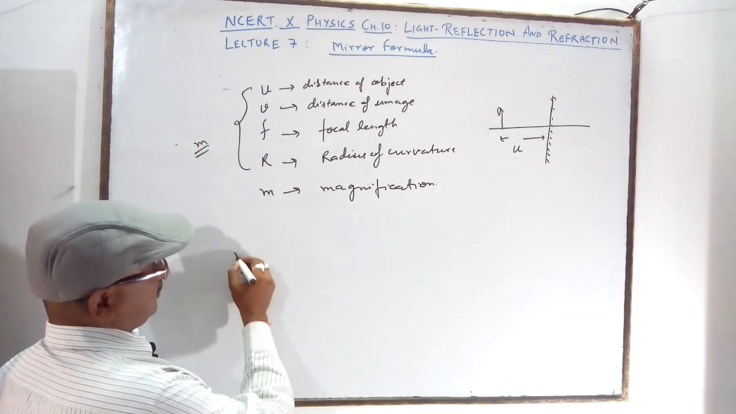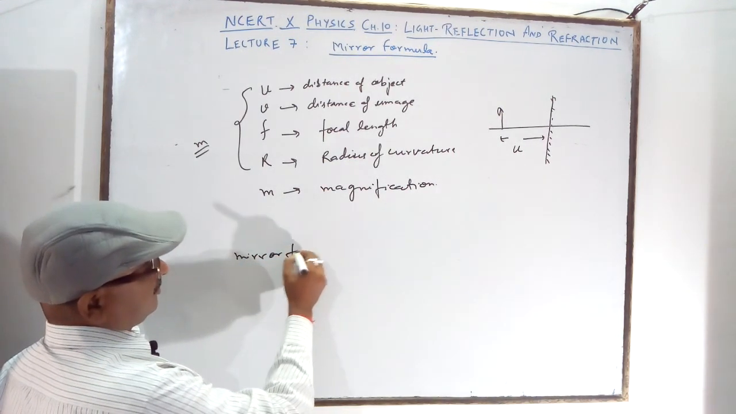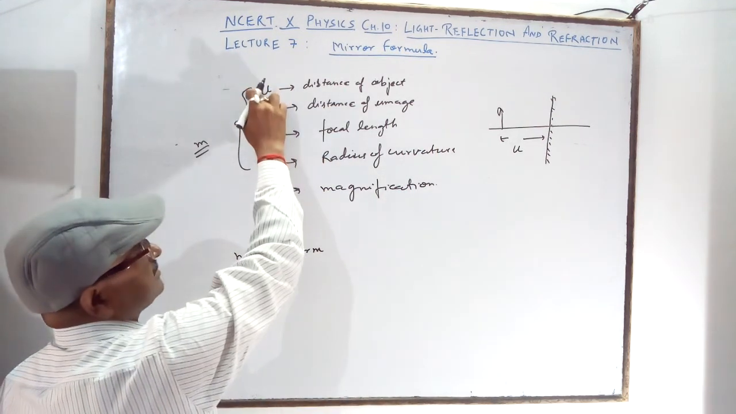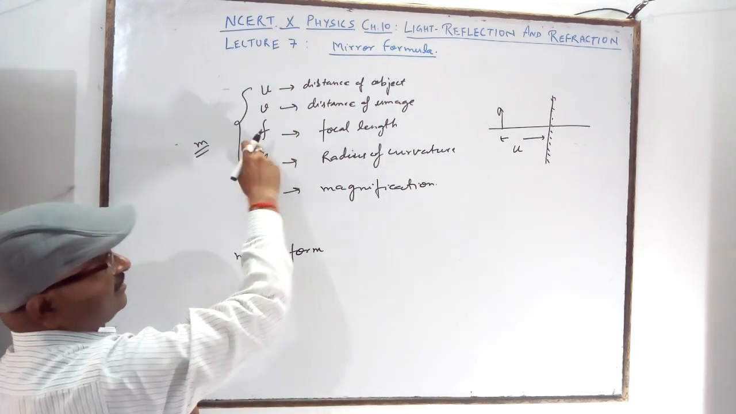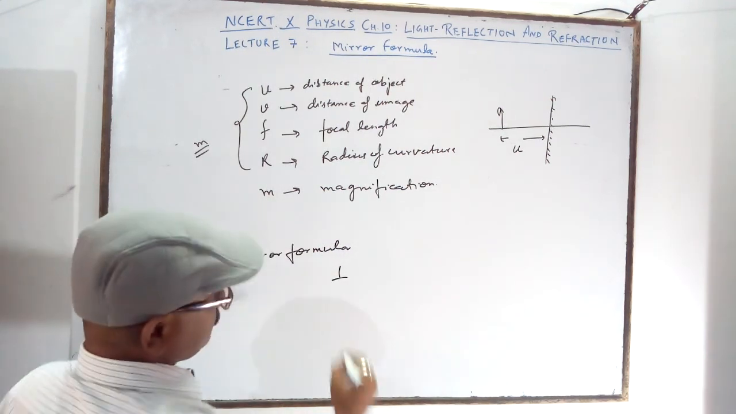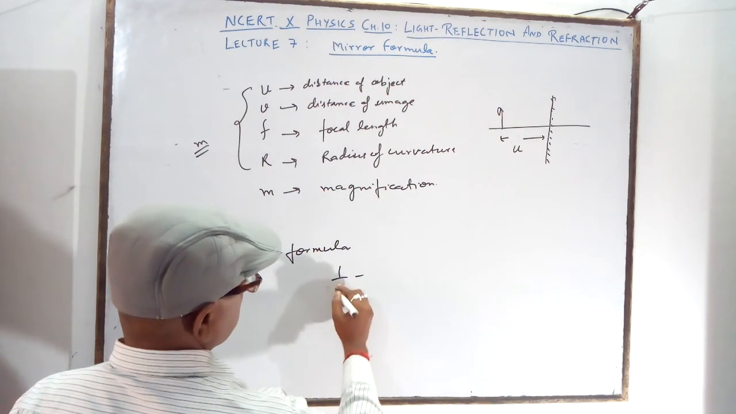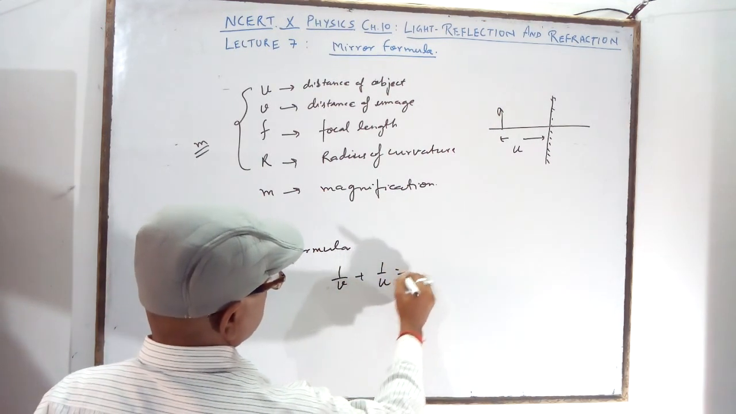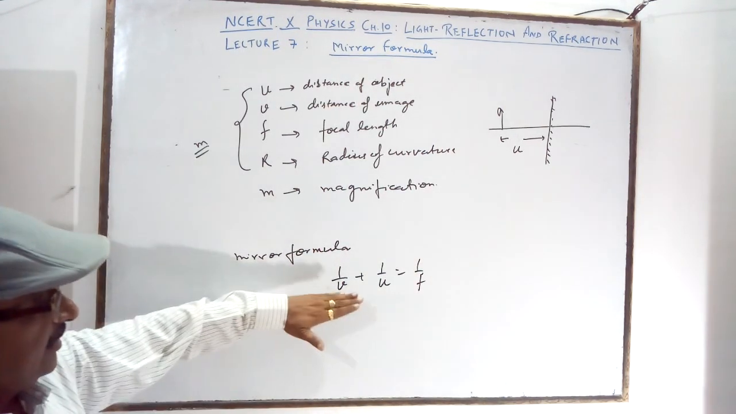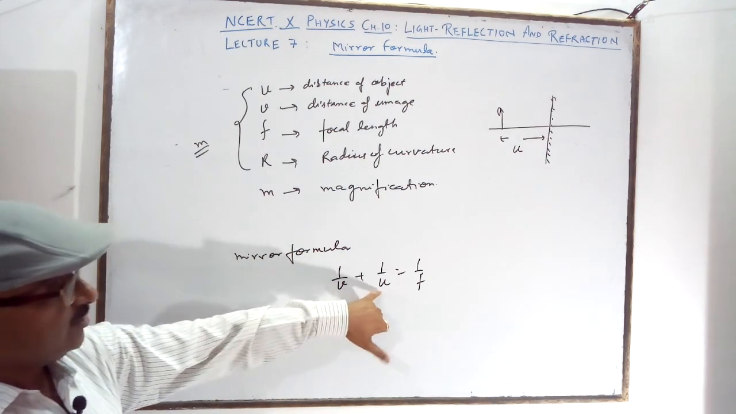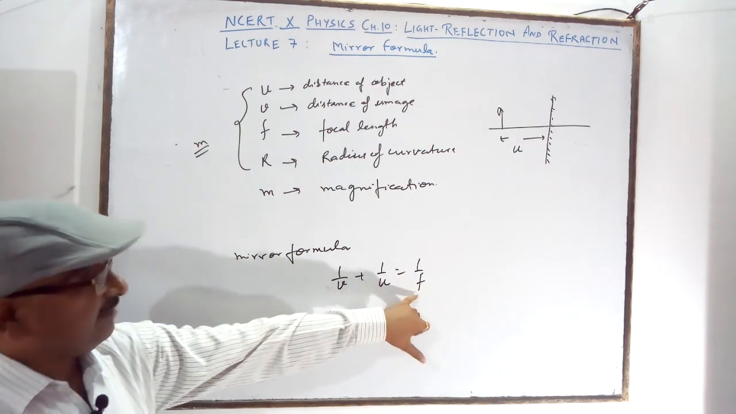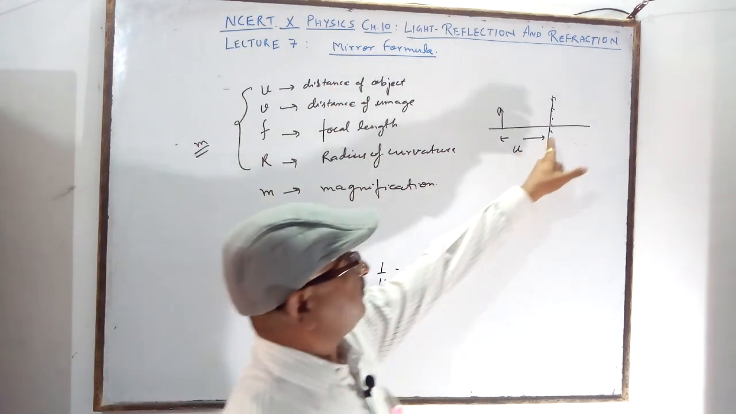So the mirror formula we will use. The mirror formula is a relation between U, V and F: the distance of the object, the distance of the image and the focal length. The mirror formula is 1 upon V plus 1 upon U is equal to 1 upon F. V is the distance of the image, U is the distance of the object, F is the focal length, all measured from the pole of the mirror.